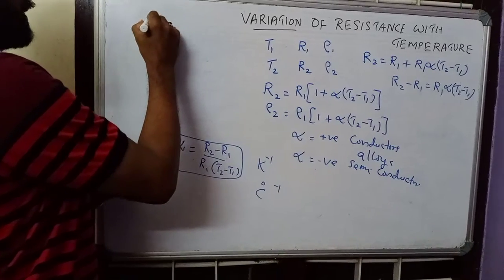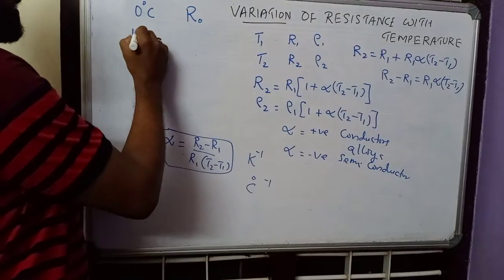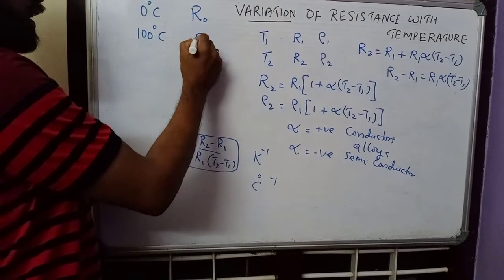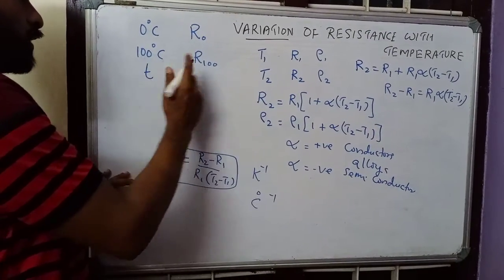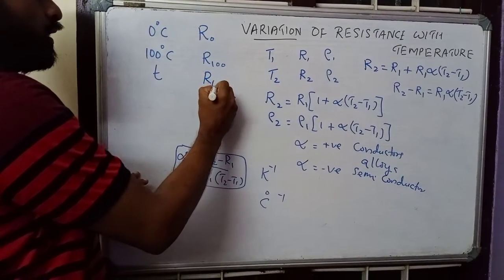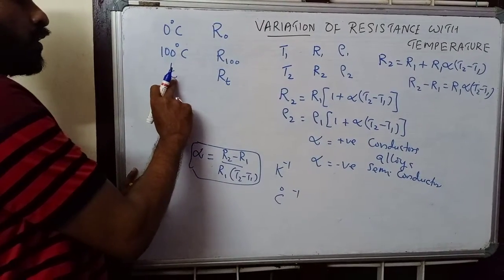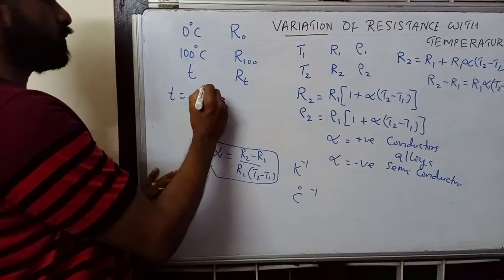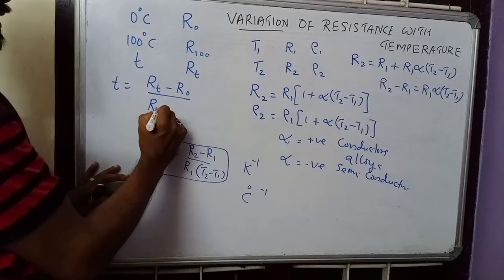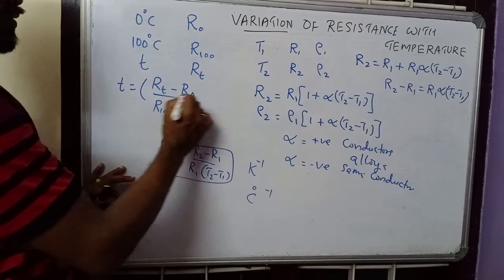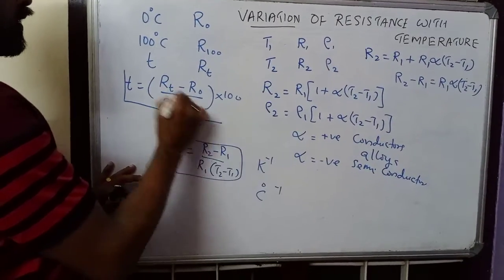For example, at 0 degree Celsius, let the resistance be R0. At 100 degree Celsius, let the resistance be R100. And we have one more temperature T, an unknown temperature, and let RT be the resistance at that temperature. Now we have a relation to get the unknown temperature: T = (RT − R0)/(R100 − R0) × 100. This is a relation to find the unknown temperature.